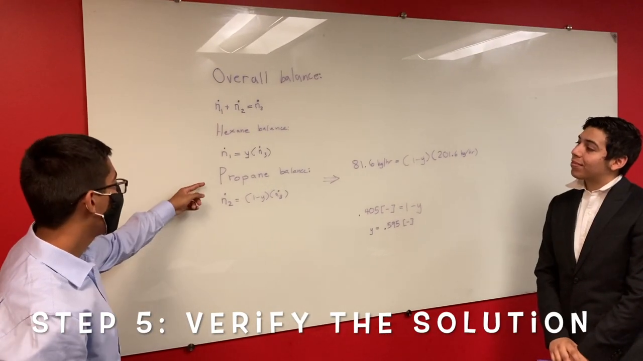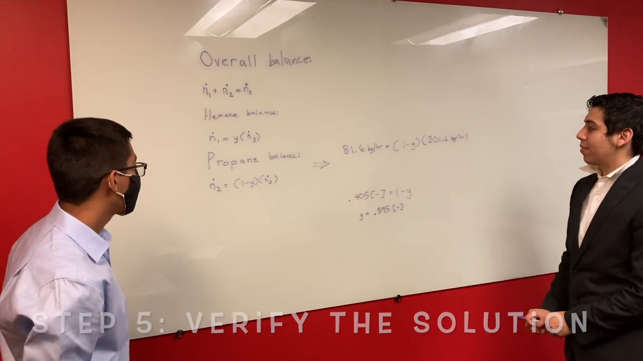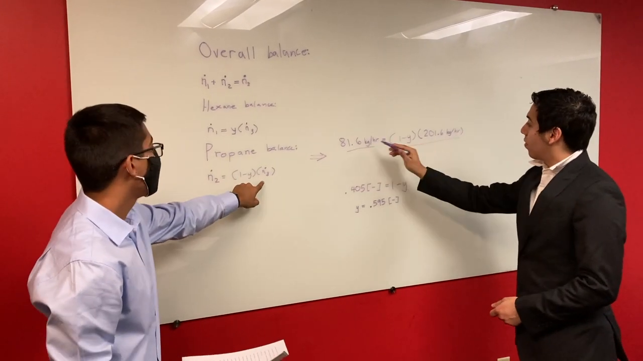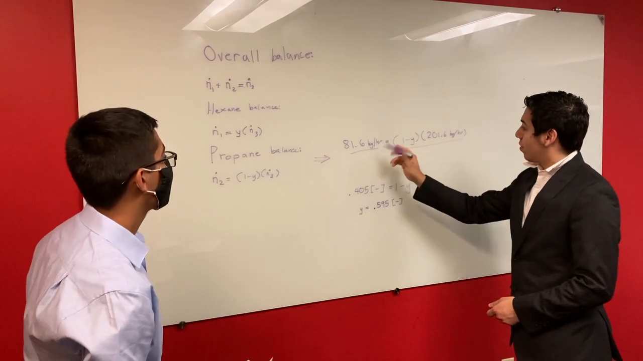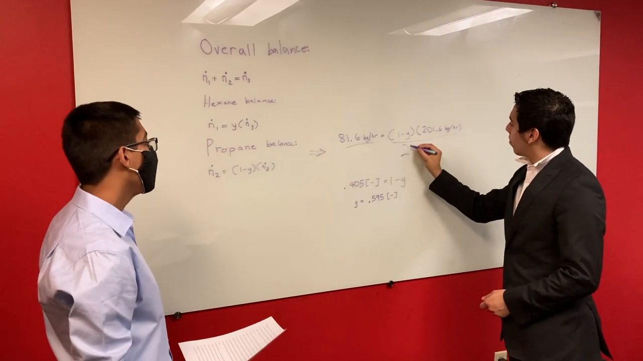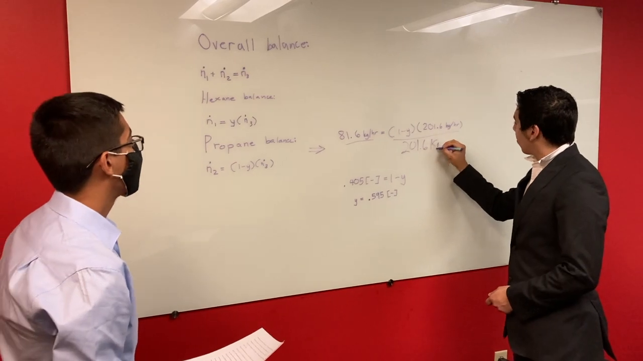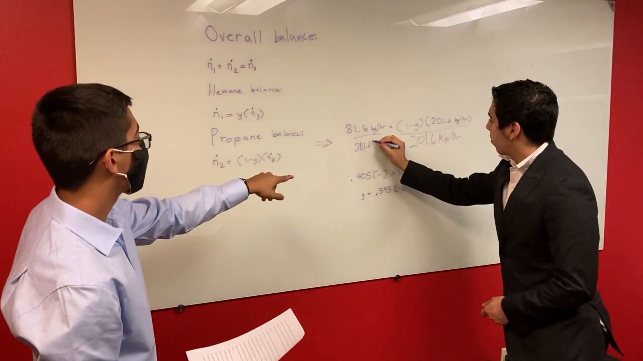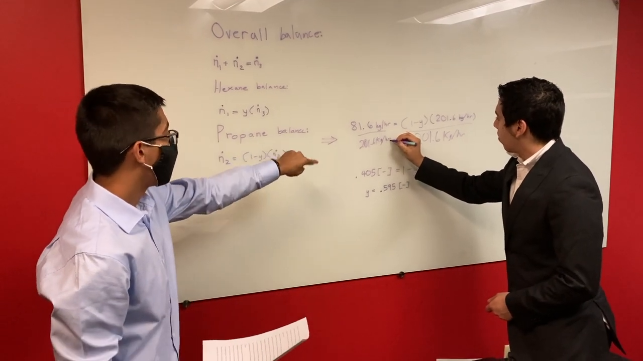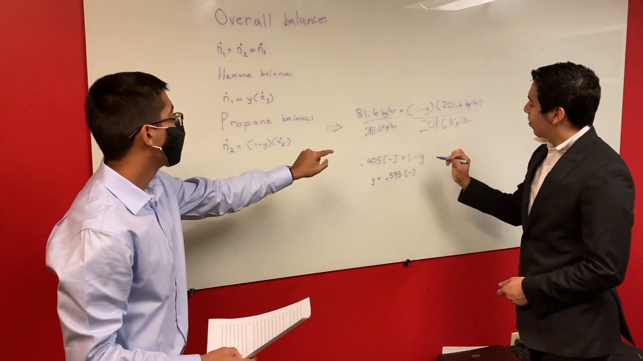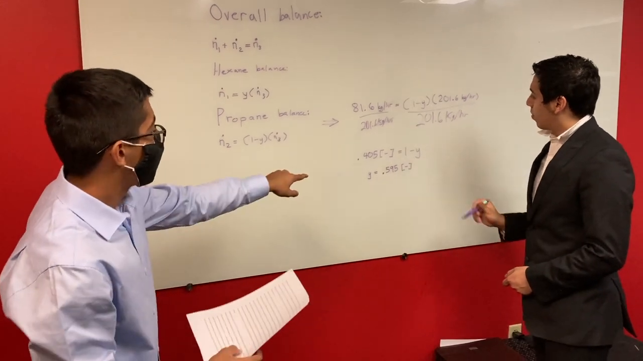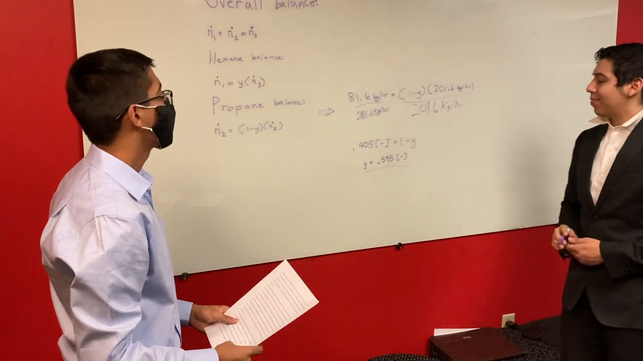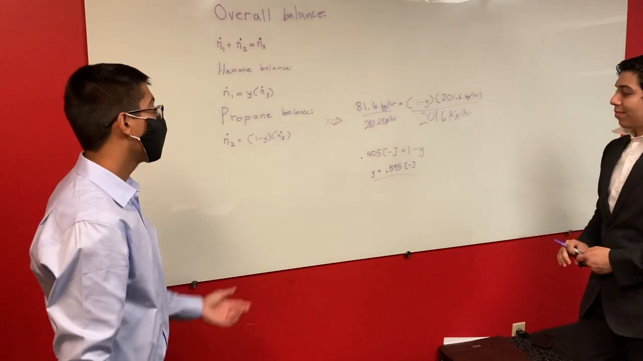Okay, to verify, we can use a propane balance, which is N2 equals 1 minus Y times N3. And if we plug in our values for N2 and N3, we get 81.6 kilograms per hour equals 1 minus Y times 201.6 kilograms per hour. Doing some algebra, we can divide by 201.6 on both sides, and we'll see that the units cancel out kilograms per hour, and we get 0.405 unitless equals 1 minus y. And if we solve for y, we get 0.595, which is the exact same solution we got when we first solved the problem. So now we can verify that we did the problem correctly.